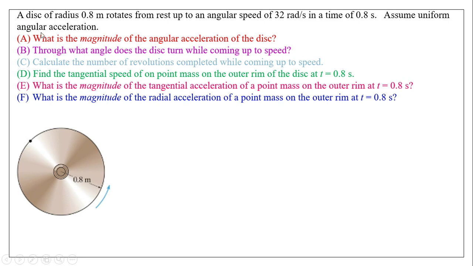All right, so here's A, B, C, D, and E. If you need to, pause it and keep up. So here's a little visual for you. Here's a disk of 0.8 meters, and it is currently rotating in the counterclockwise direction.